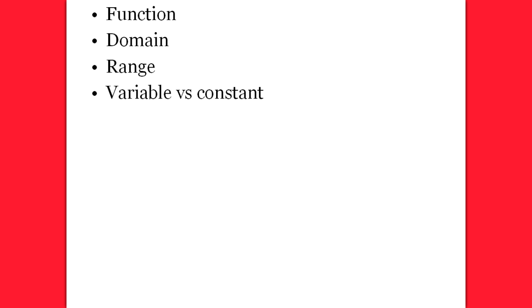And then they talk to us about variables versus constants. What's a variable? Something that changes, something that varies. What's a constant? Something that stays the same. It stays constant.